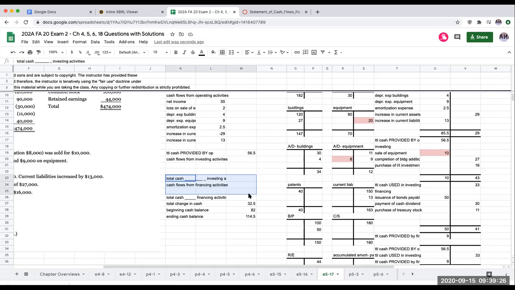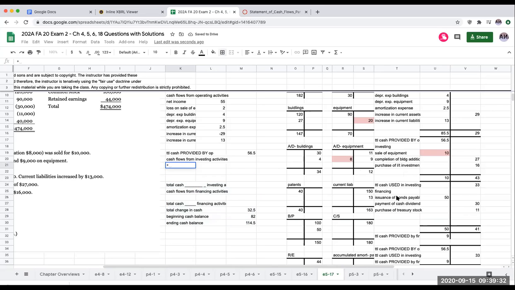From investing, I have 3 transactions. I'll give myself a little bit more room. So here from investing, I've got, see here, I've got sale of equipment, building addition, and then purchase of long-term investments. So my sale of equipment is a positive amount. It's a debit, so I'm going to show that as a 10. And these 2 amounts here will be showing up as a negative. So my total cash used in investing activities could be negative 33,000.